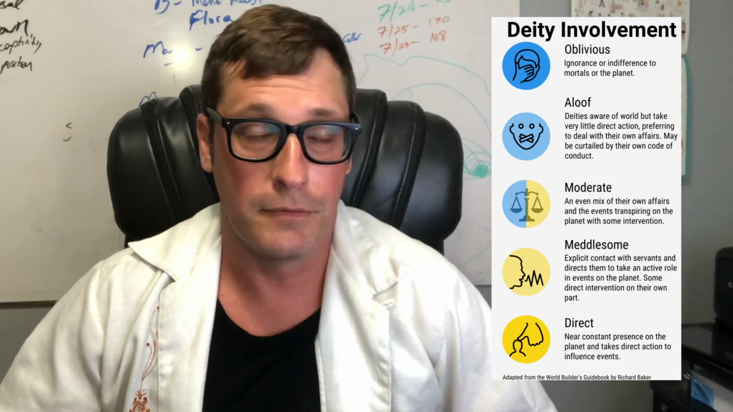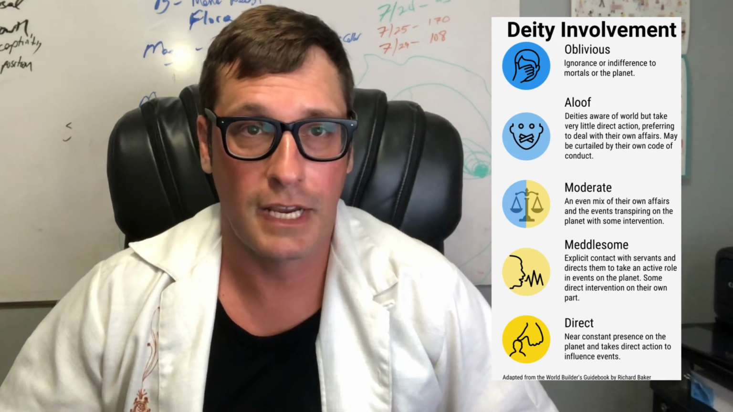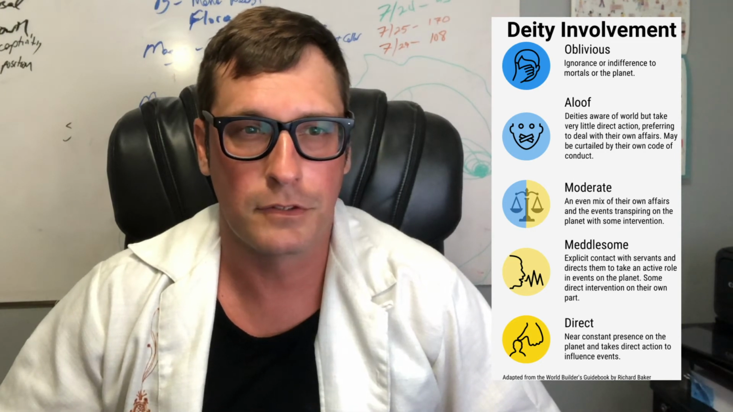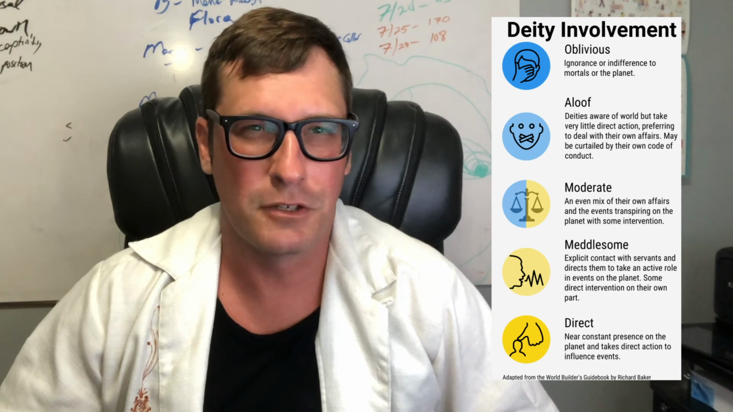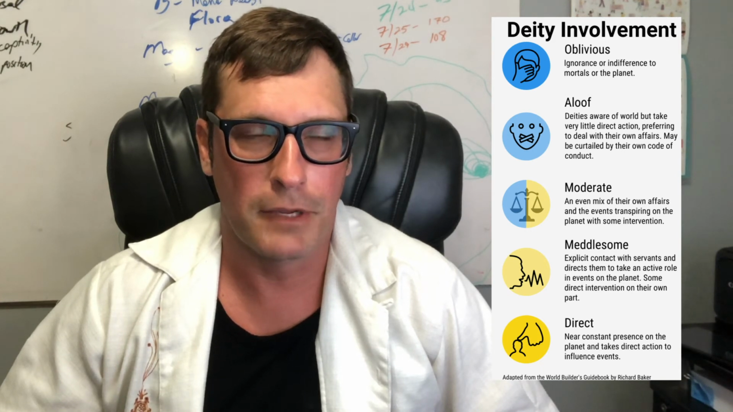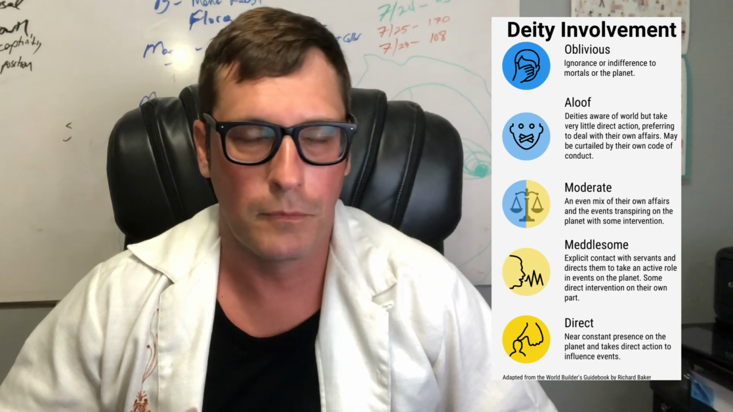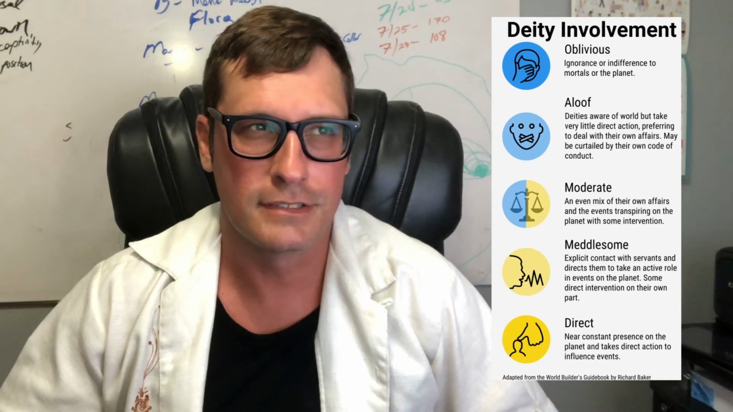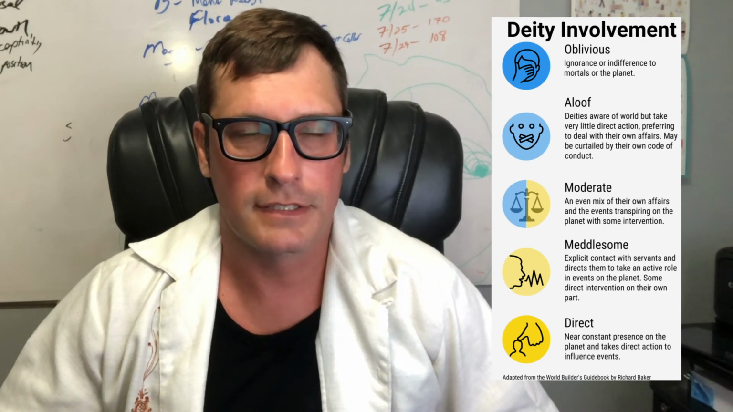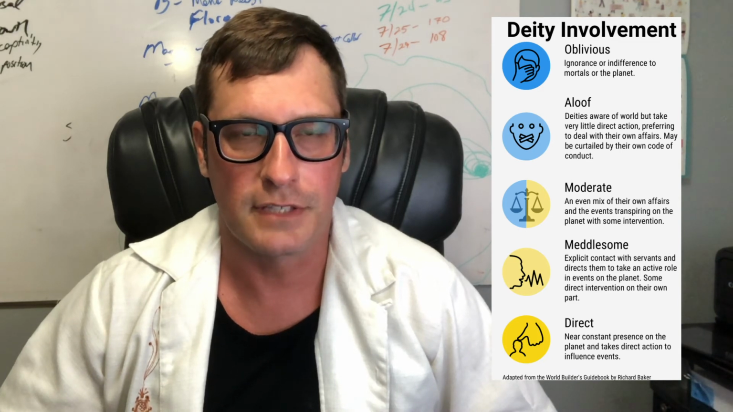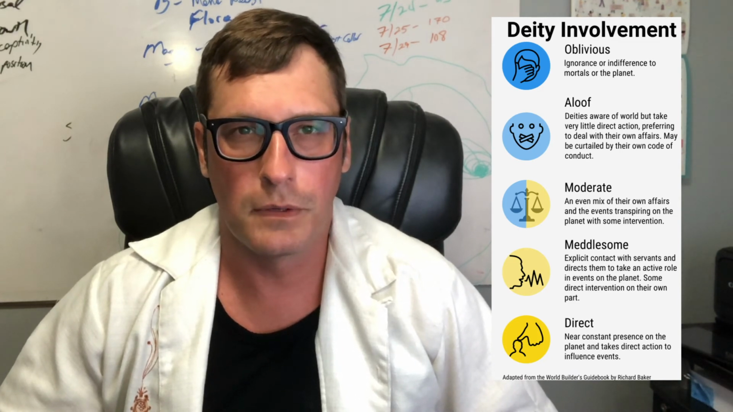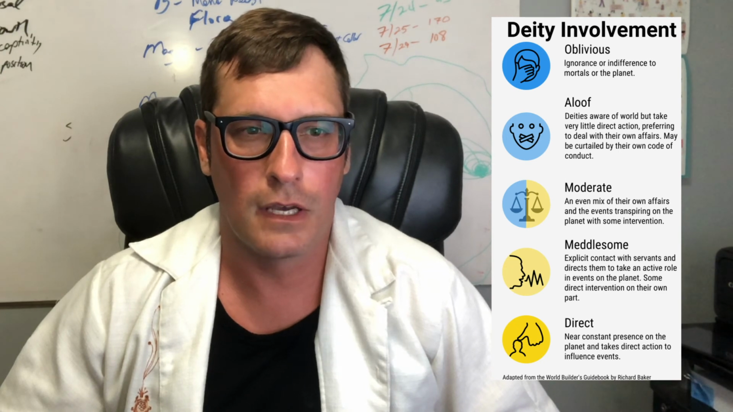Oblivious is where they don't know the humans even really exist or even care. That's your kind of Old Ones from Cthulhu and that kind of thing. Aloof is where they're aware of the humans, but they don't really interact, or they might make one of their wills known, but who cares? They don't spend much time on the planet itself. Moderate is a mix of aloof and interacting with the humans. They may make their wishes known, but leave it to the humans to carry it out.